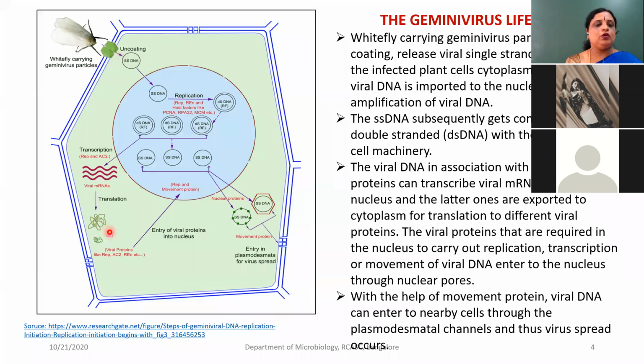In the cytoplasm, what happens? Translation happens. As a product of translation, you could expect the formation of various proteins. All these proteins are essential for the replication of this viral genome. Once the proteins have been synthesized, they are again transported into the nucleus. There, inside the nucleus, the replication of this double-stranded DNA happens by the rolling circle mechanism, which results in the formation of many replicas of single-stranded DNA.